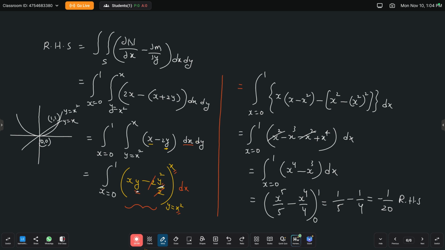So from this we conclude that the LHS is minus 1 by 20 and also the RHS is minus 1 by 20. Both values are equal. Therefore, hence Green's theorem is verified.